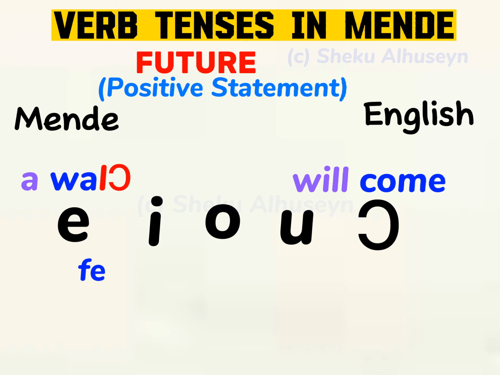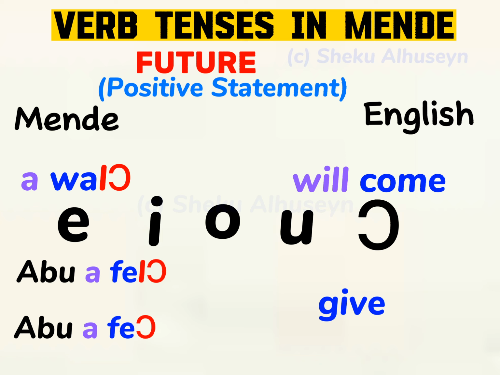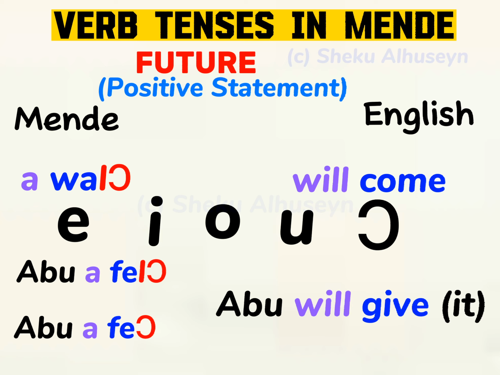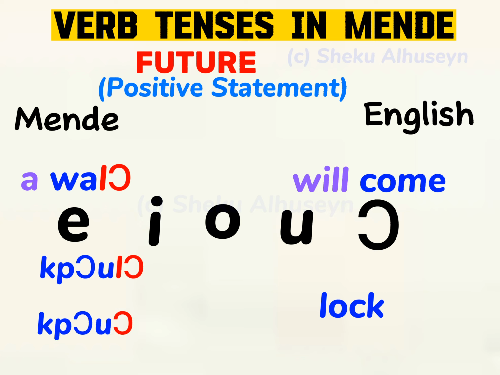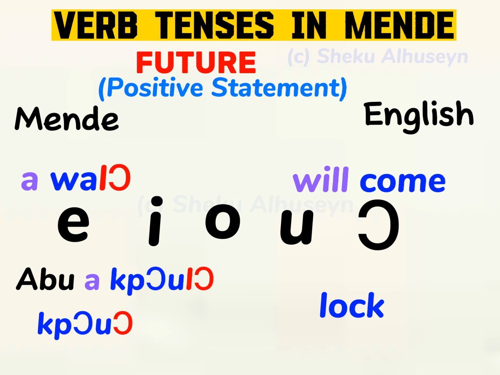Fe, which means to give, felo becomes feo. Abu afelo or Abu afeo. Only the L is removed. Another example. Bow, the word for lock. Bolo becomes Bowo. So it is either Abu abolo or Abu abowo. Abu will lock it.